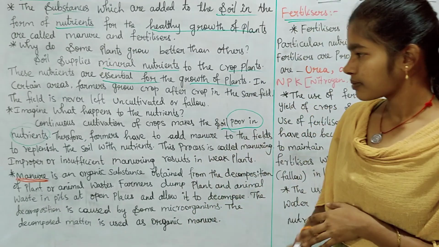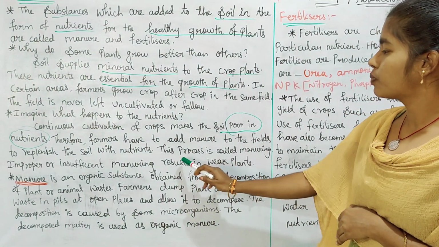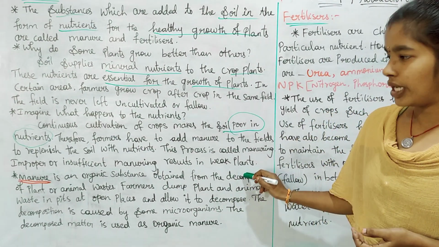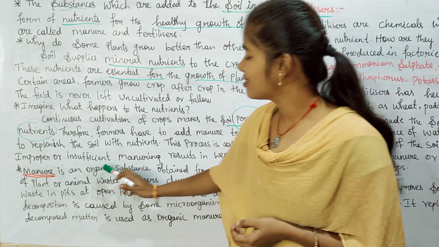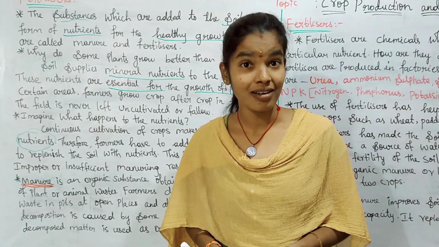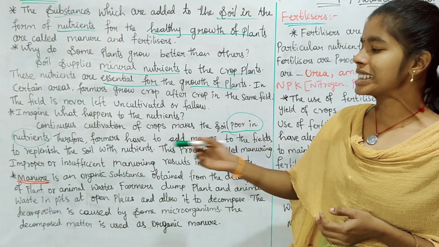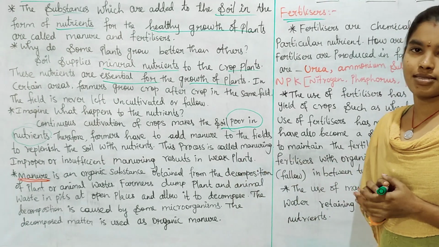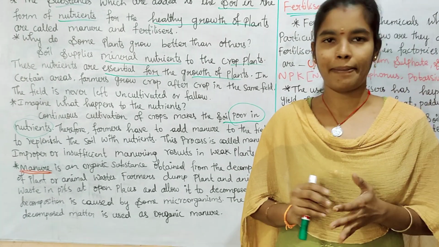This process is called manuring, and improper or insufficient manuring results in weak plants. So improper or insufficient manuring will cause the plants to be poor and weak.